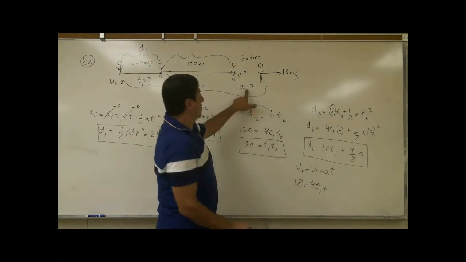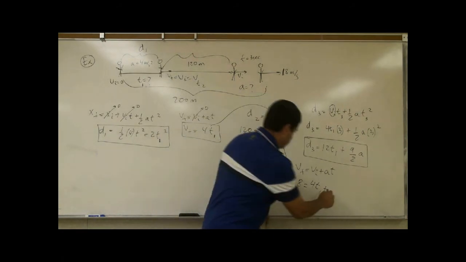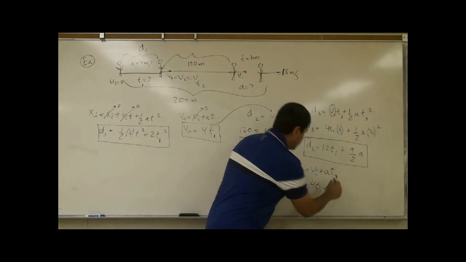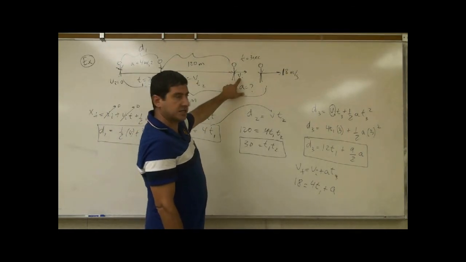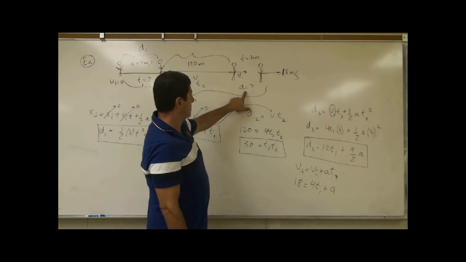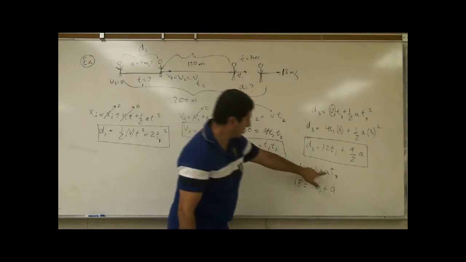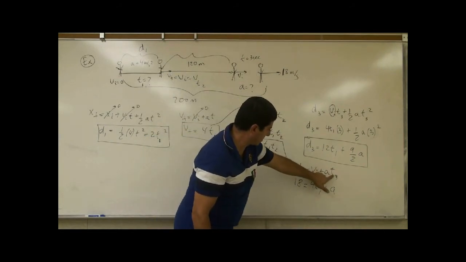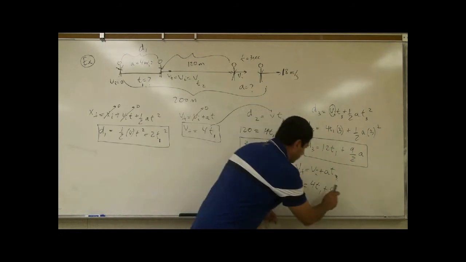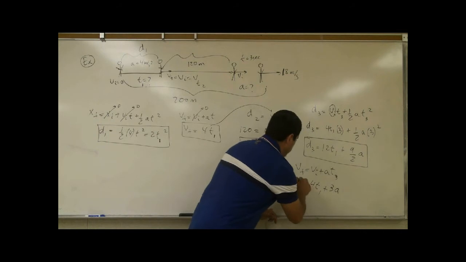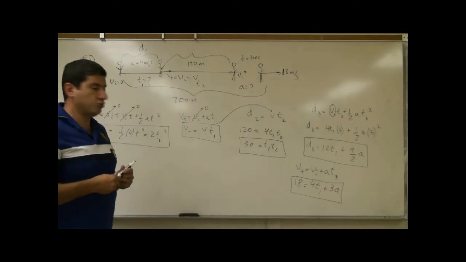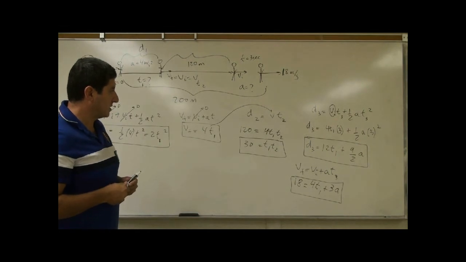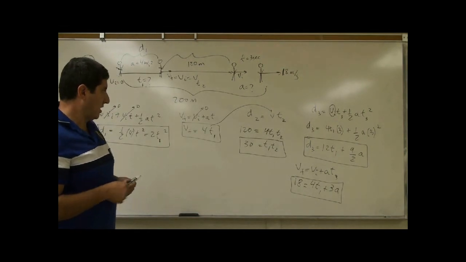What's A? A is unknown. What's T? T is the time for the third stage, right? So whatever initial velocity you had here, plus the acceleration times the time of the third stage, so this is 3 seconds. So it's just going to be 3A, right? We can just put 3A. So over here we have 18 is equal to 4T1 plus 3A.